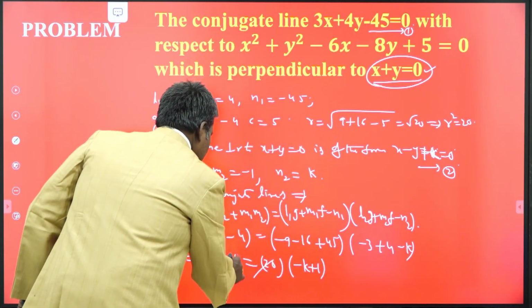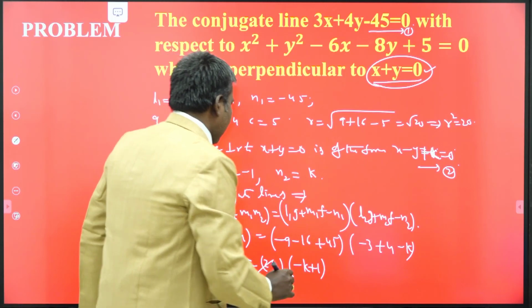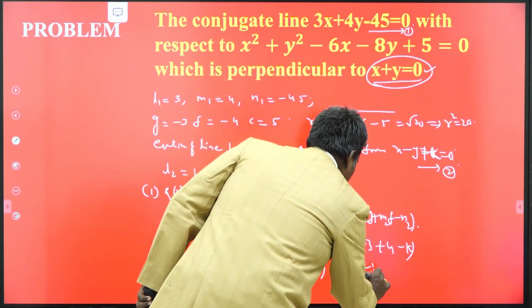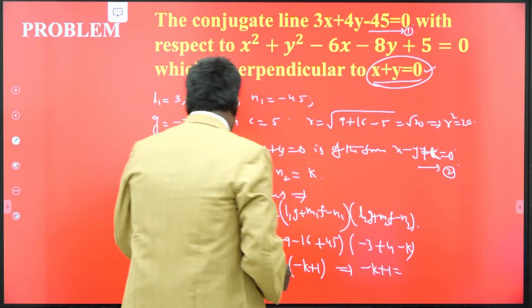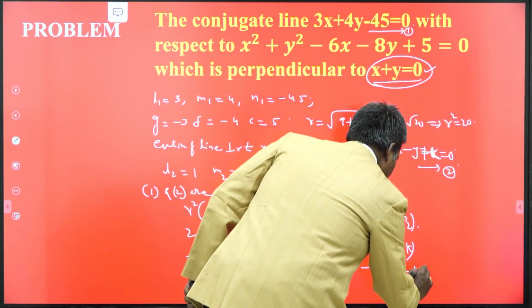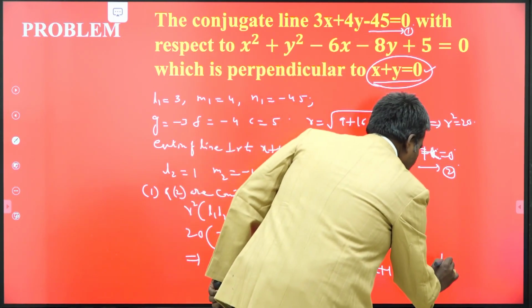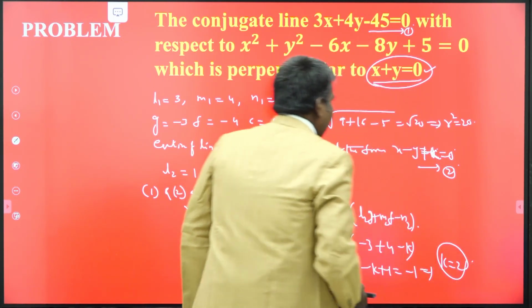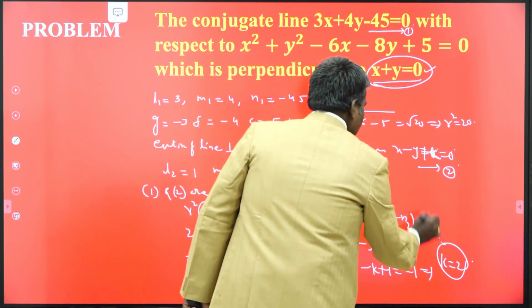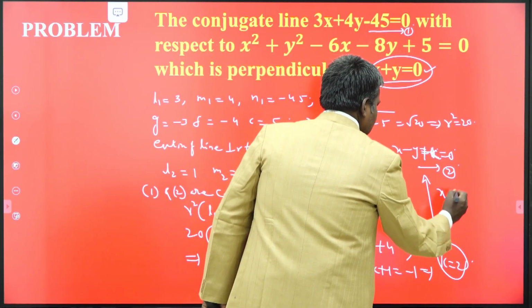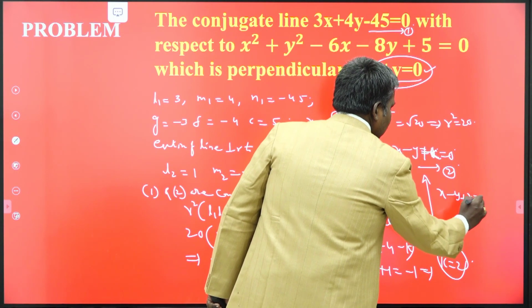So 20 cancel out 1 times. Therefore, minus k plus 1 is what now? Minus 1, which implies k equals 2. So when k is equal to 2, just substitute here, what do we get? x minus y plus 2 is equal to 0.